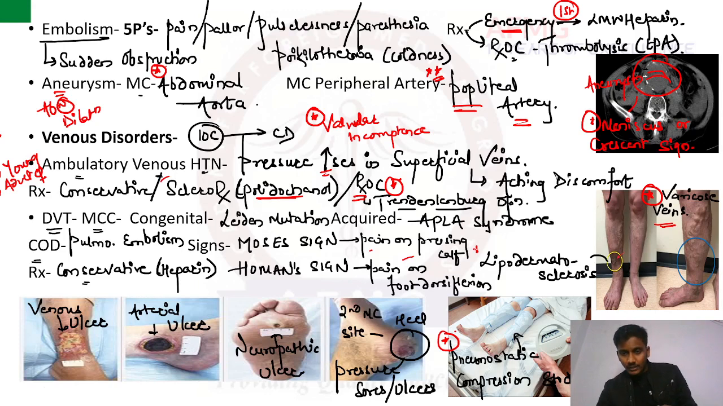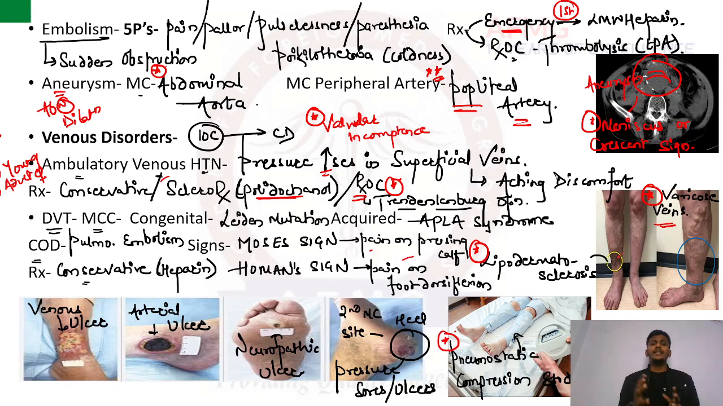The second is a complication of varicose veins. Usually in the area of the medial malleolus, the gaiters area, the area between the medial malleolus and lateral malleolus, the person will most likely develop a brownish discoloration due to skin ulceration and so on. This is known as lipodermatosclerosis. So lipodermatosclerosis is a complication of varicose veins. What is the complication of varicose veins?